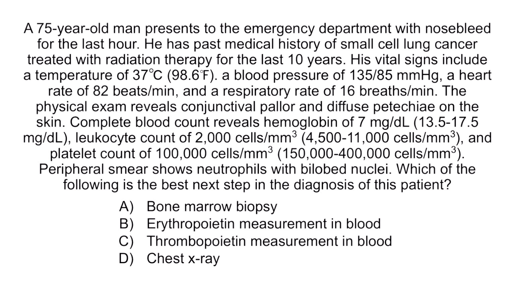Let's discuss why the other options are incorrect. Option B, erythropoietin measurement in blood, is incorrect because although it will be high in response to anemia, it cannot confirm the diagnosis of the myelodysplastic syndrome. Option C, thrombopoietin measurement in blood, is incorrect because although it will be high in response to thrombocytopenia, it cannot confirm the diagnosis of the myelodysplastic syndrome.